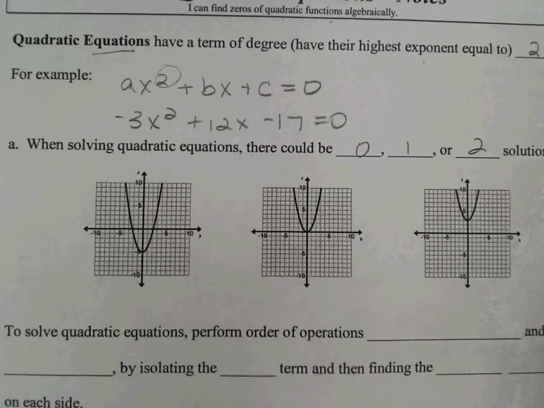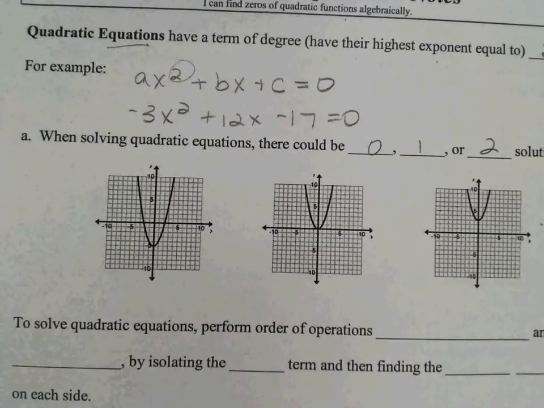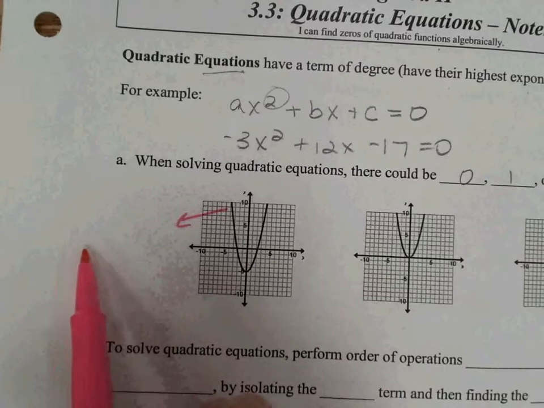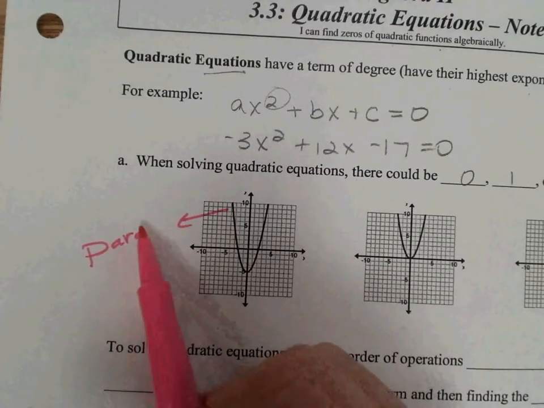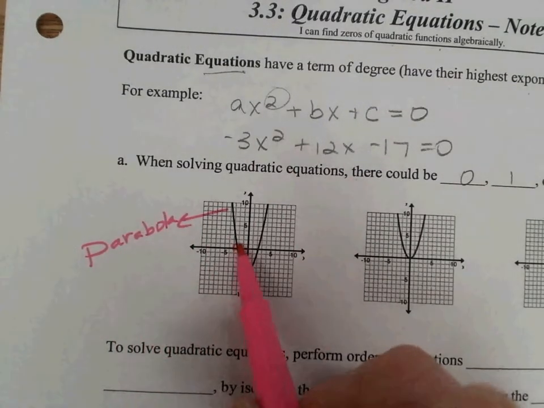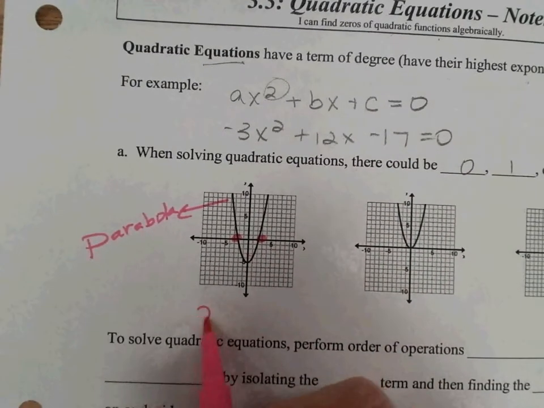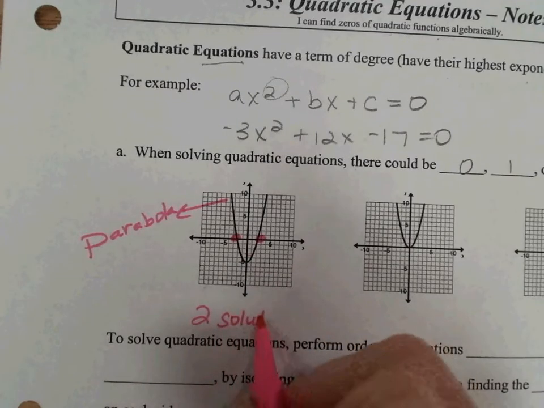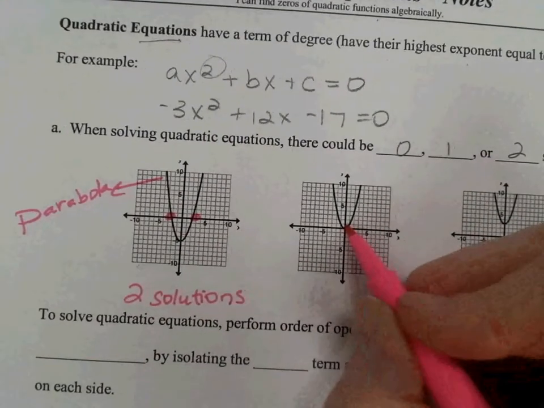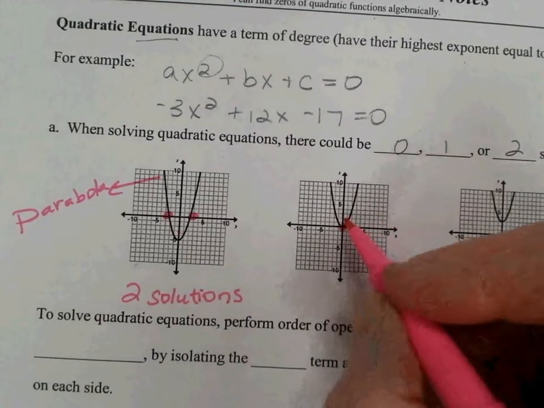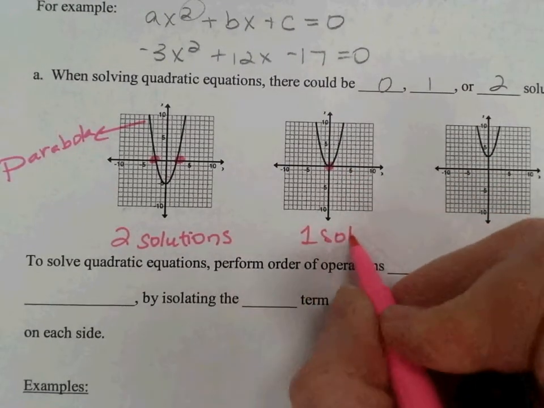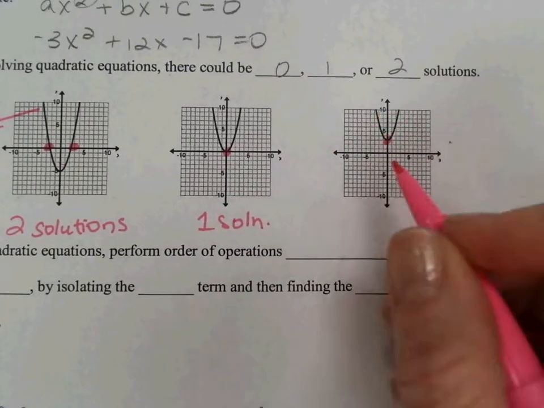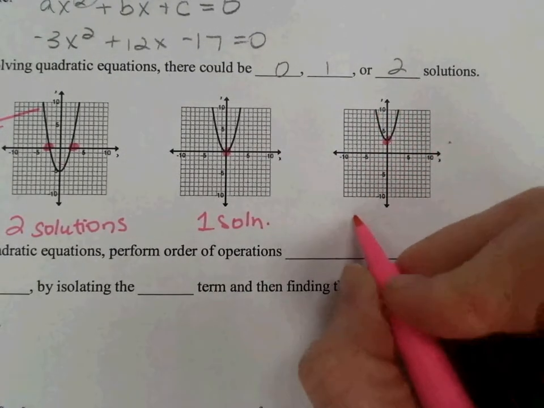Solutions on a graph look like the spots where the parabola, the shape is called a parabola, hits the x-axis. In this first graph, there are 2 solutions. In the second graph, you see that this parabola hits in exactly 1 spot, so that's 1 solution. And here, the parabola doesn't hit the x-axis at all, so that would be 0 solutions.